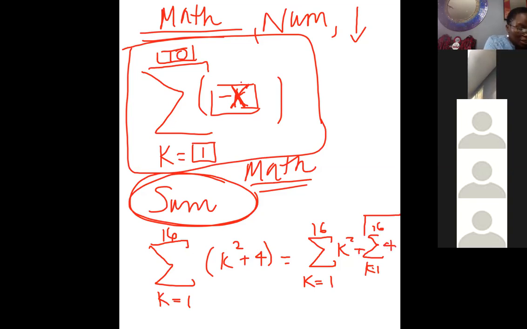Quick question for you guys. What would this one simplify to? Right here, let me use my pointer. Right there. The summation notation of K equals 1 up to 16 of 4. What would that one simplify to, guys? Anybody? Ooh, nobody. Come on, somebody.